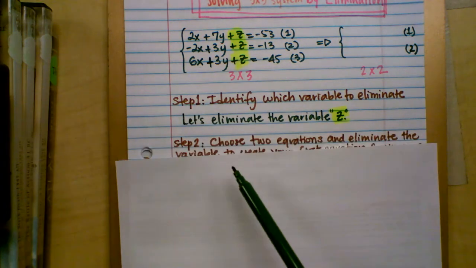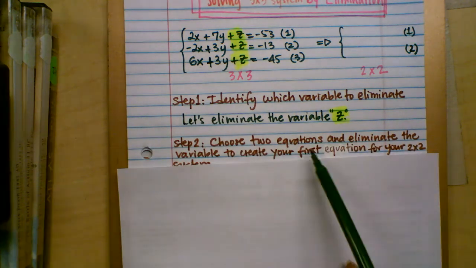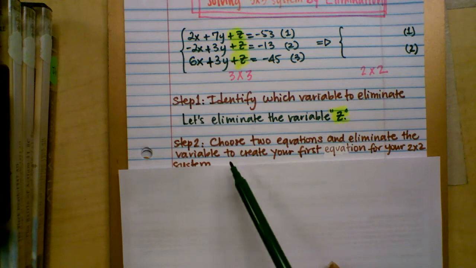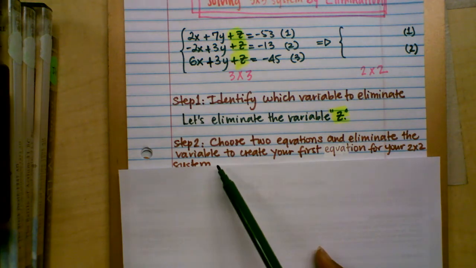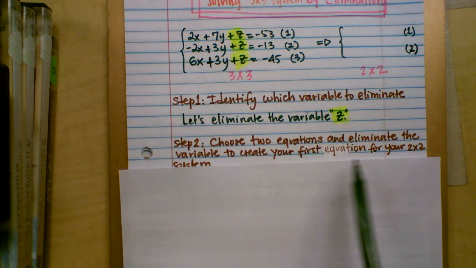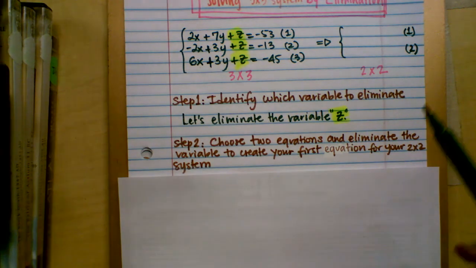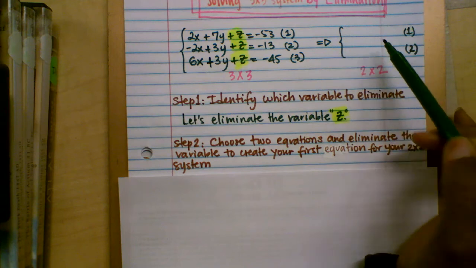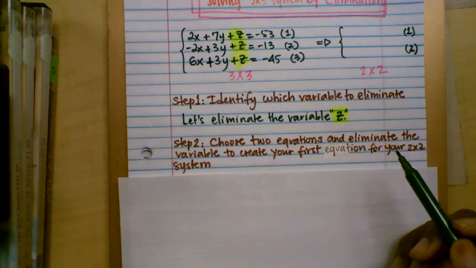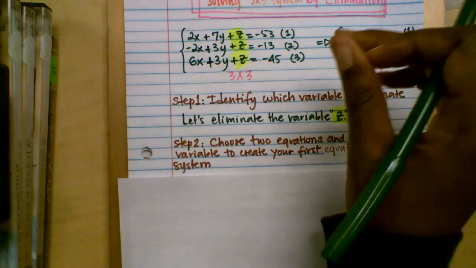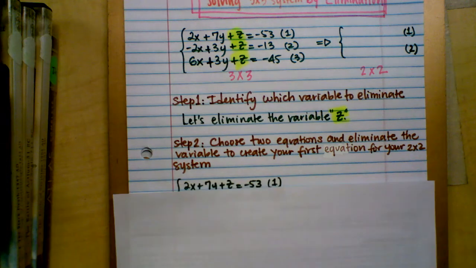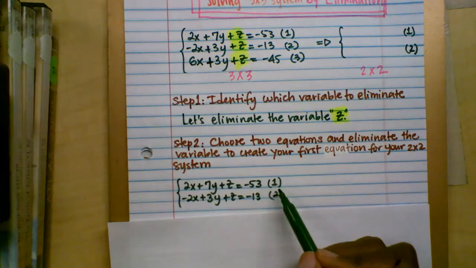The next step is to choose two equations and eliminate the variable. In this case, it's going to be the variable z, to create the first equation for our 2 by 2 system. The goal is to come up with two equations, and you want to create the first one. How are you going to do that? You're going to choose two equations. I'm just going to go with the first two equations here, equation 1 and 2.